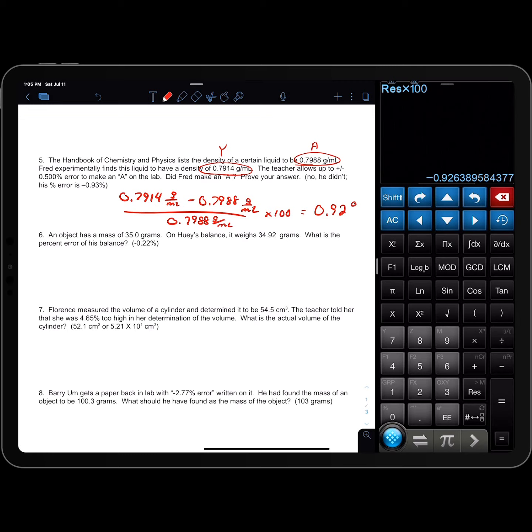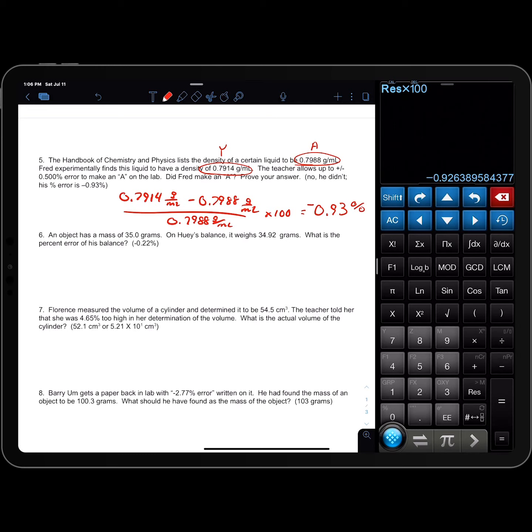Let's round that, because the 6 rounds to 2 up, so that will be 3% off. And since it comes out negative, I know that he measured under it. So if the teacher's only allowing 0.5% and he's got 0.93%, no, he didn't get an A.